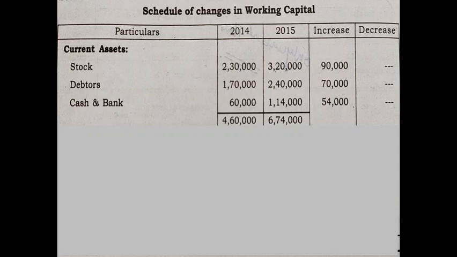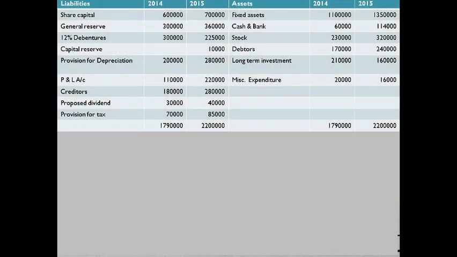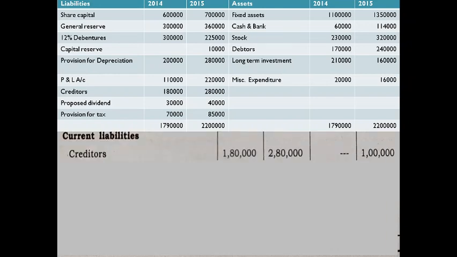Once you have prepared the current assets, next you have to go for the current liabilities. And on the liability side, you can see that there is one item, creditors. In the beginning 1,80,000. By the end it was 2,80,000. So there is an increase of 1 lakh rupees during the year. Since it is an increase in the current liability, it has to be shown in the concerned column, that is, the decrease column.